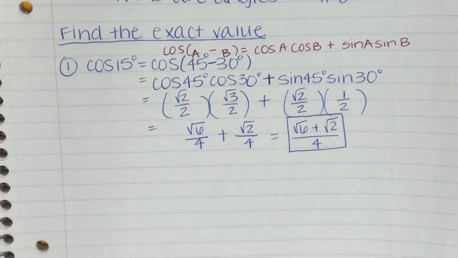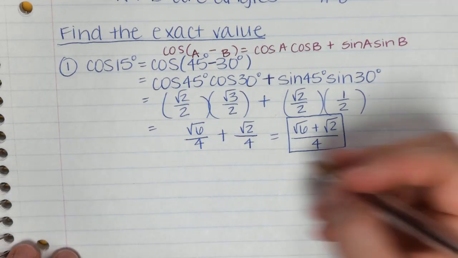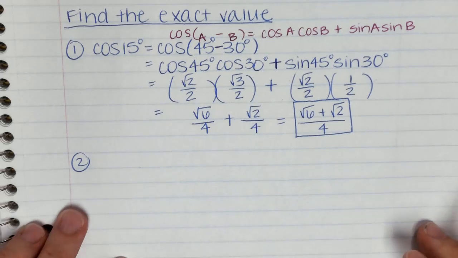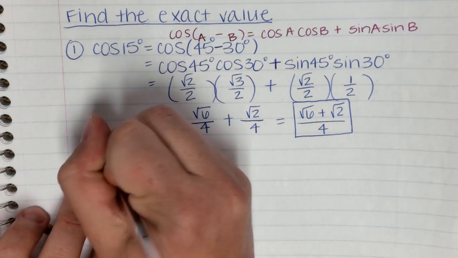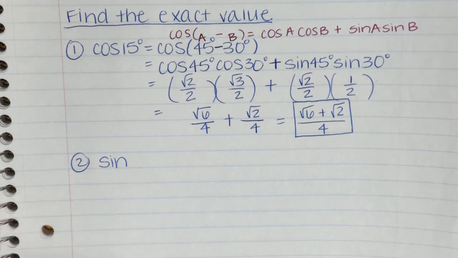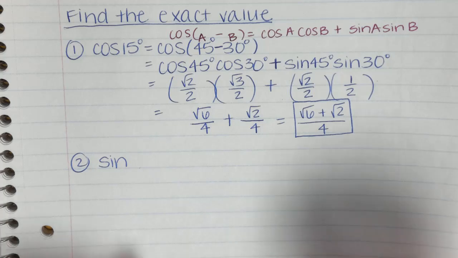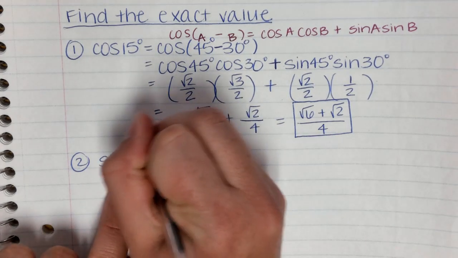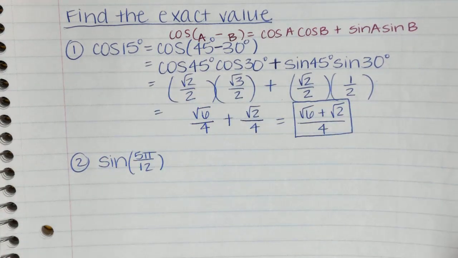All right, let's try for number 2. I'm going to switch to sine, and I'm going to also switch to radians because you've got to be able to do these problems in radians, and you're not going to like it as much, but here we are. Is that 5 pi over 12?